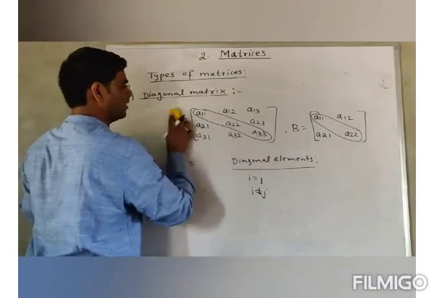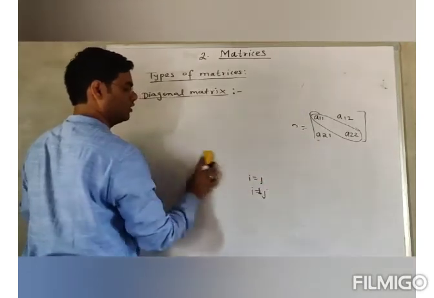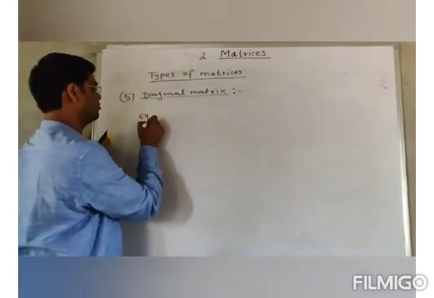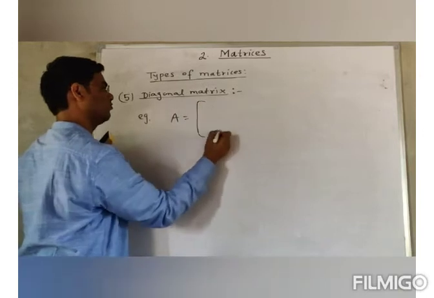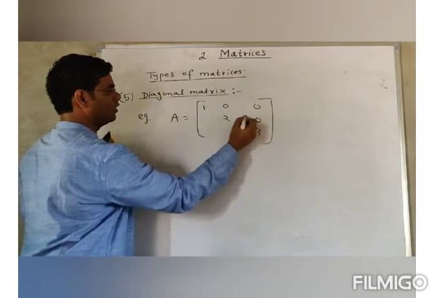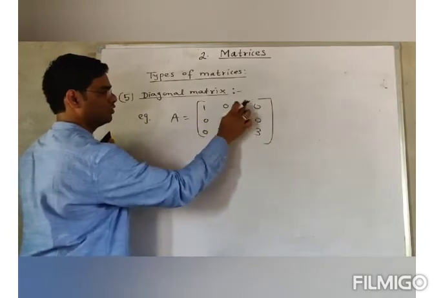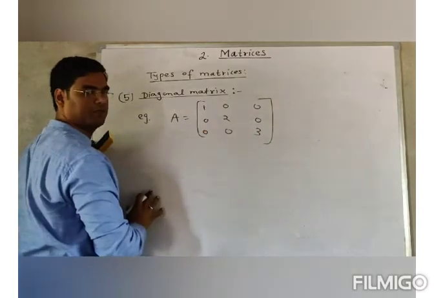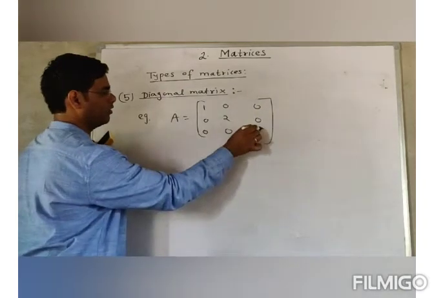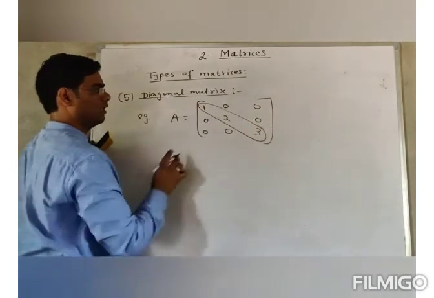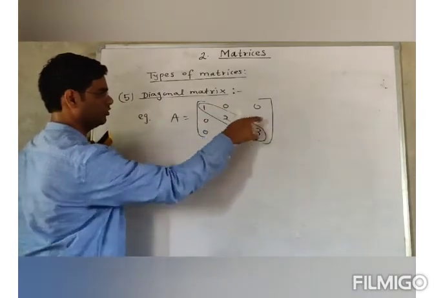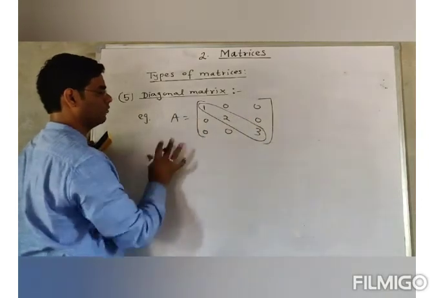Now what is a diagonal matrix? A diagonal matrix is a matrix in which all the non-diagonal elements are 0, and at least one diagonal element is non-zero. All the non-diagonal elements are 0, 0, 0, 0. These 3 and these 3, a total of 6 elements, are known as what? Non-diagonal elements. All these non-diagonal elements are 0, and the diagonal elements are not simultaneously all 0. So 1, 2, 3 on the diagonal and 0 elsewhere. This is an example of a diagonal matrix.